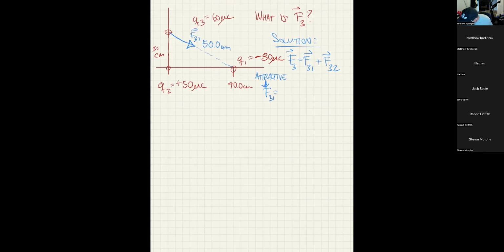So now I can calculate the magnitude by saying 8.988 times 10 to the 9th. I'm going to leave off the units. It's actually good practice to keep them, but I'm leaving it off. And I never put the signs in. So I'm going to do 80 times 10 to the negative 6, and then 60 times 10 to the negative 6. And all that will be divided by 0.500 squared. When I do that calculation, I get 172.6.